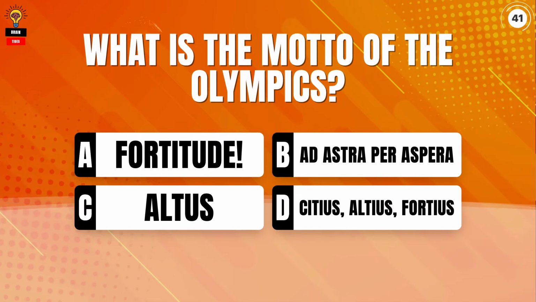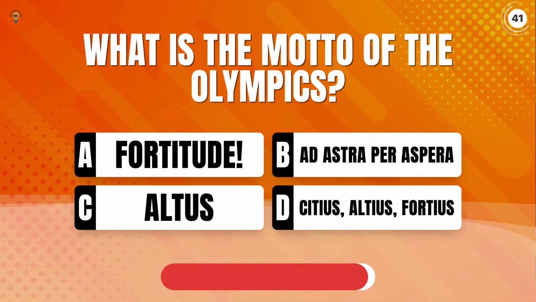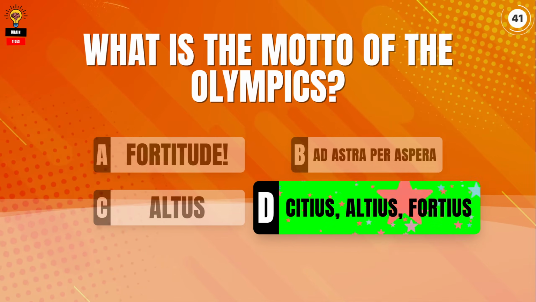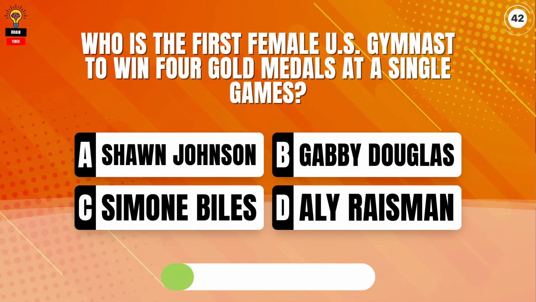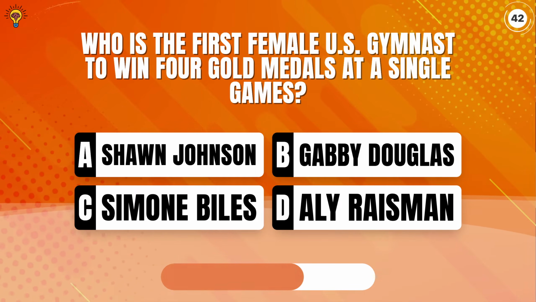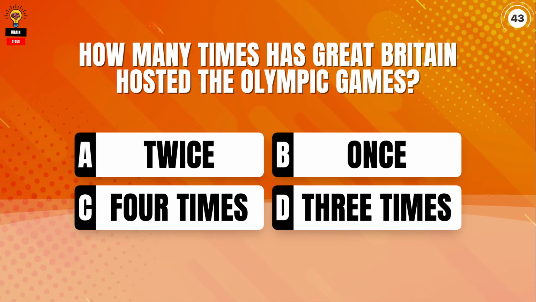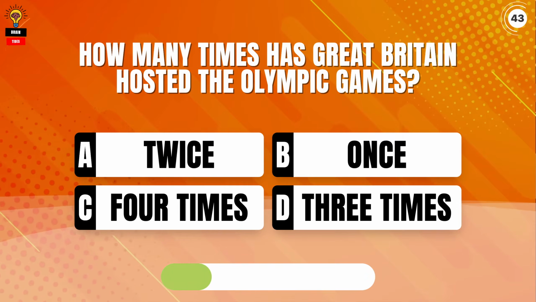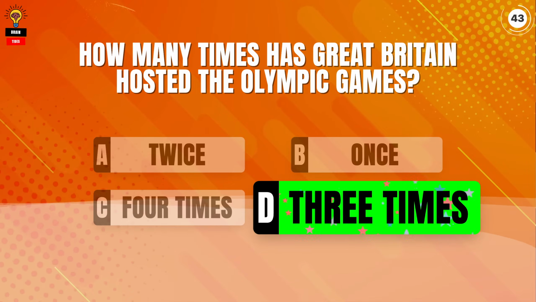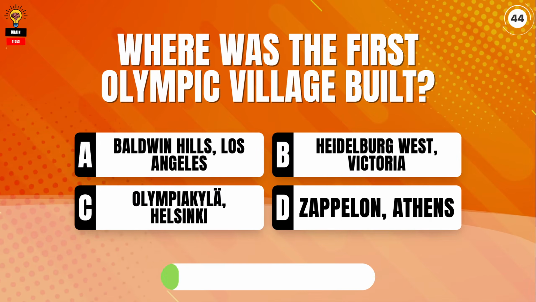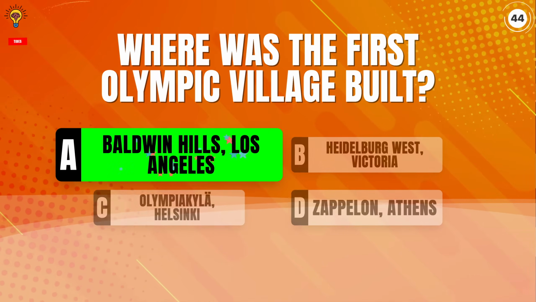What is the motto of the Olympics? Citius, Altius, Fortius. Who is the first female U.S. gymnast to win 4 gold medals at a single Games? Simone Biles. How many times has Great Britain hosted the Olympic Games? Three times. Where was the first Olympic village built? Baldwin Hills, Los Angeles.